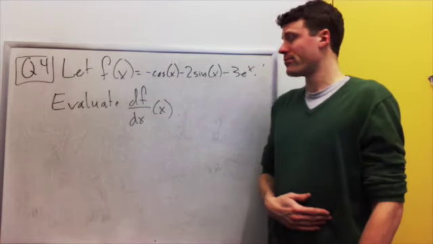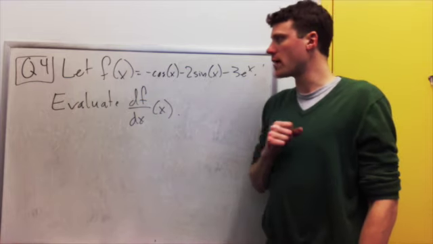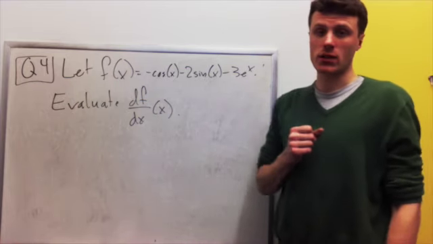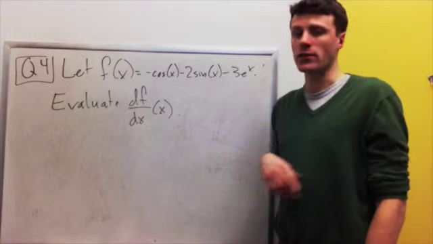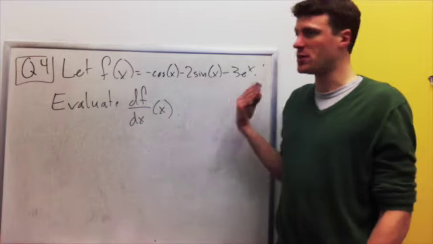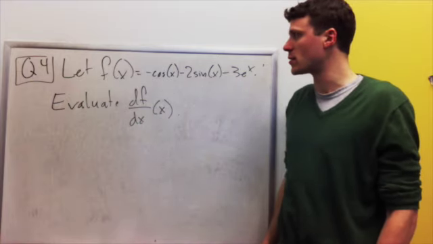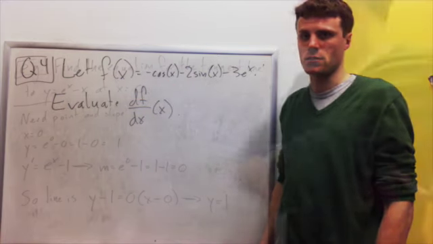Okay, so there are 4 questions this time. Question 4, let f of x be negative cosine minus 2 sine minus 3 e to the x. Evaluate df dx of x. What does df dx mean? Again, that just means to differentiate. This is just different notation, but it's the same basic idea as the previous problems. Just take the derivative of this expression.